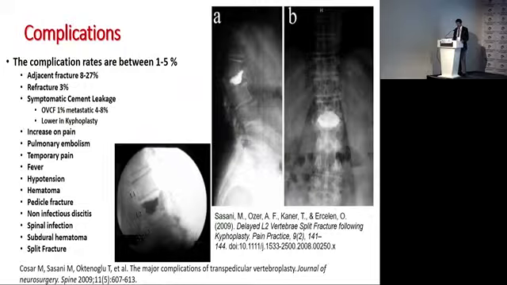And what are the complications? As you know, the complication rates are between 1 and 5%. The most seen complication is adjacent fracture, and there is a new paper about an interesting complication, the split fracture, published by Sassani et al. They dealt with the split fracture after kyphoplasty. If you don't fill the whole vertebra, you may face this problem later.